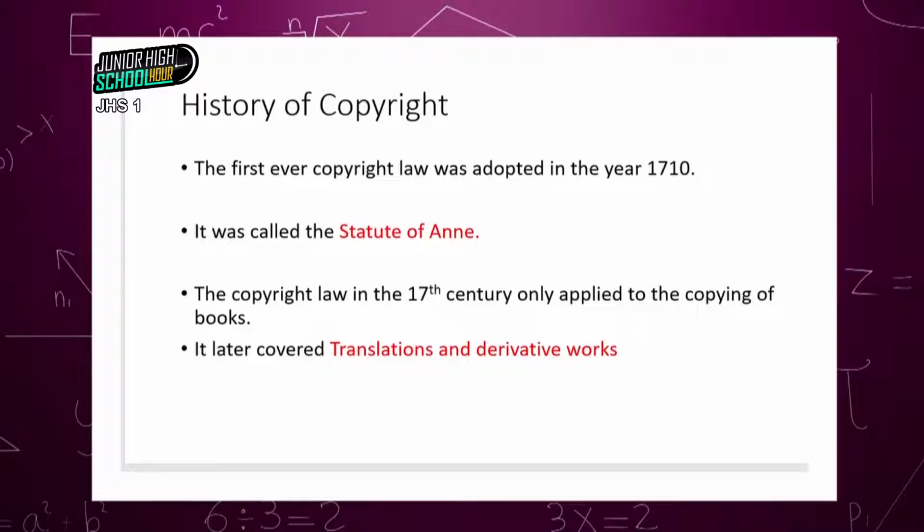Okay, as we said, the concept of copyright. We said from our previous slide that copyright is what? First and foremost, it is about legal documents. It says the first ever copyright law was adopted in 1710. That means it's legal. It's talking about the law.